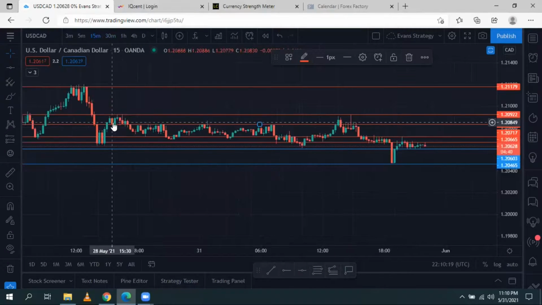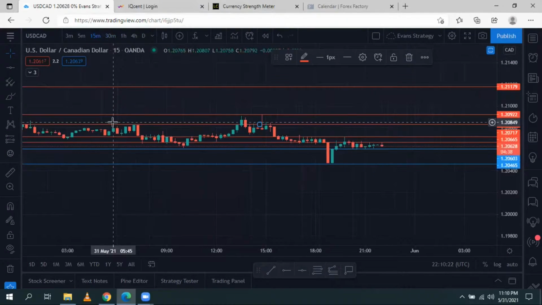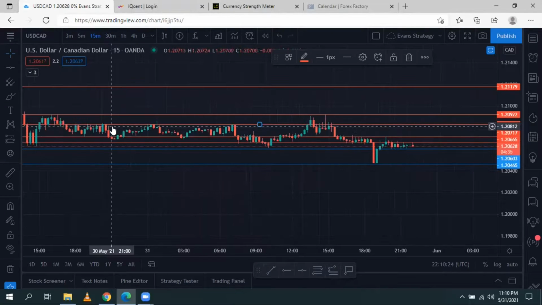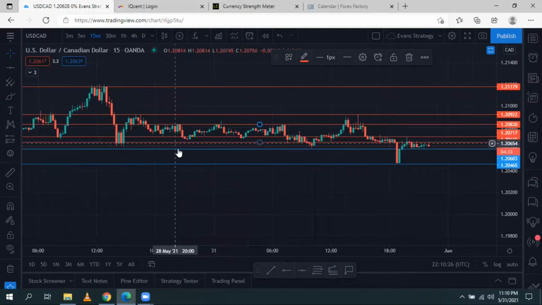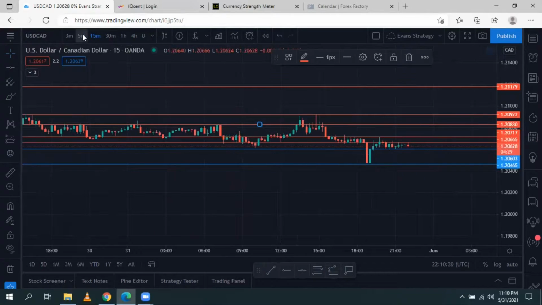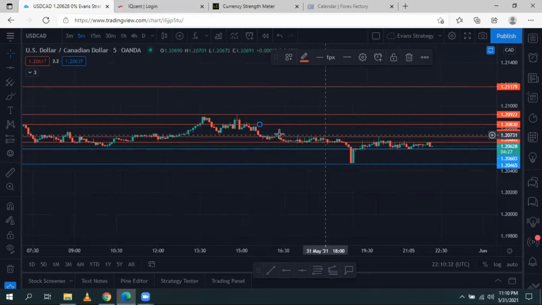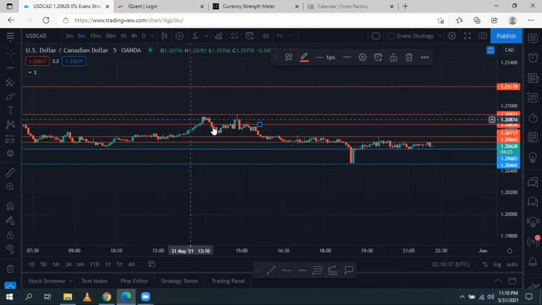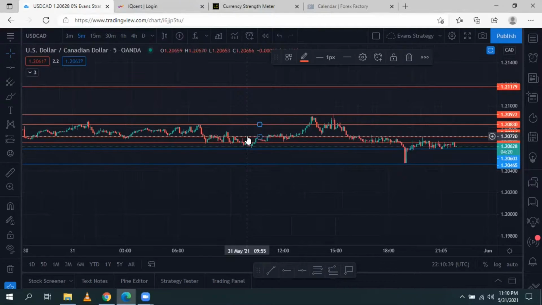So this markup is just a way of reducing your loss. It helps you in a lot of ways. You get to see trades that are not ready yet, so you wait for them to hit either the support and resistance before you take them. And before you know it, you are in.